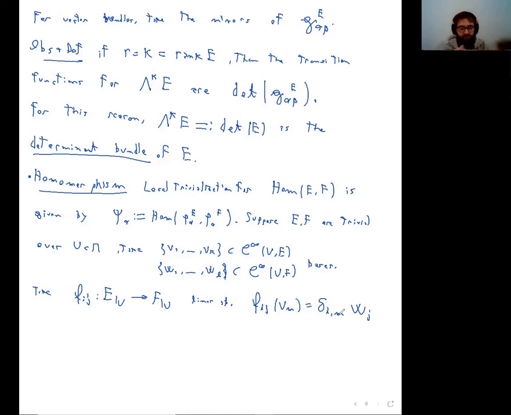Yeah, so with this, of course, you can make all of them. You can take a linear combination of these, and this gives you a basis. And in particular, this Fij, you can think of it as a section over U, sorry, of this homomorphism bundle.